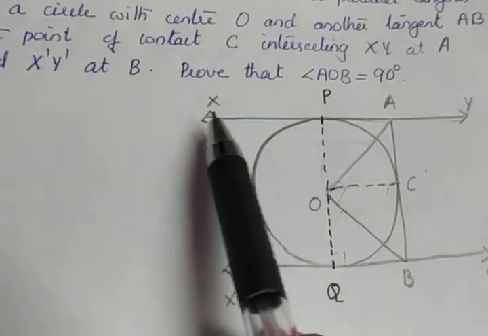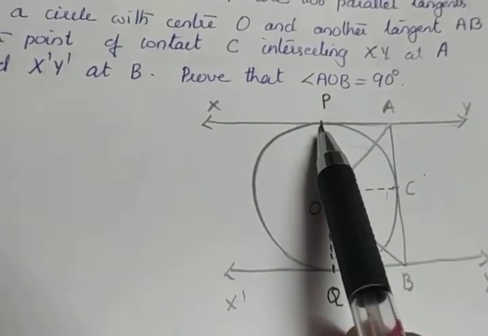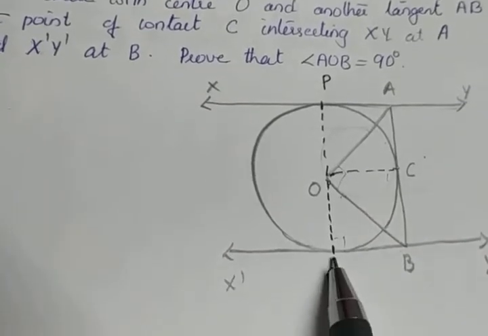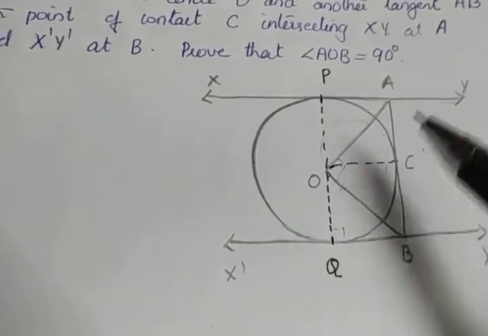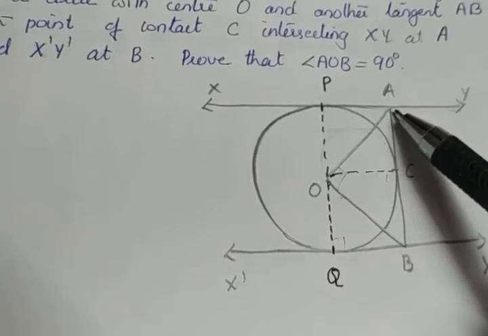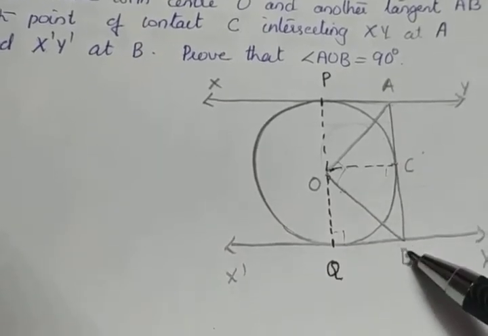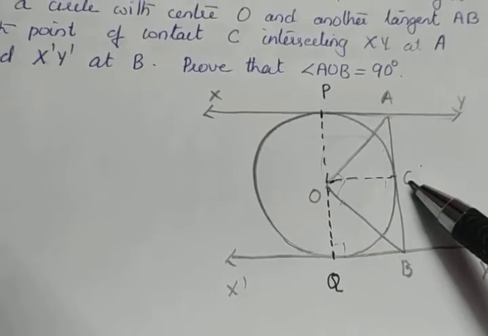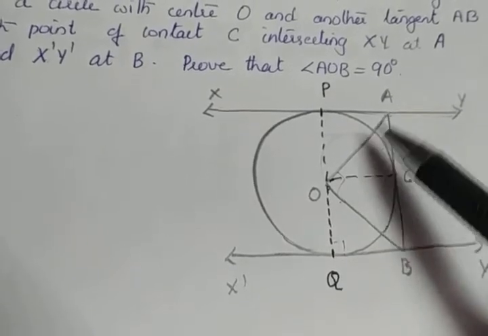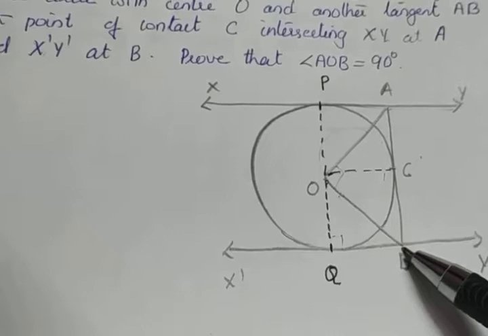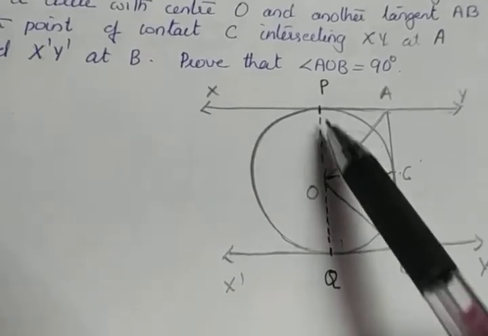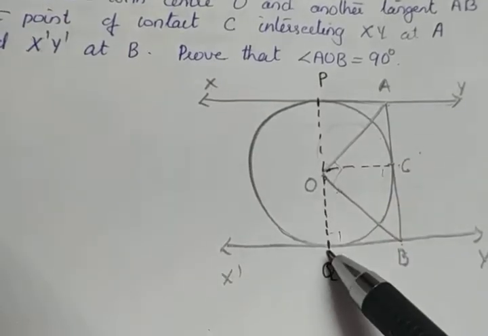So what all are given? XY is a tangent. We took the point of contact as P. X'Y' is another tangent and we took the point of contact as Q. AB is another tangent which touches XY at A and X'Y' at B, and its point of contact is given as C. And what we have to prove is angle AOB is 90 degrees. What we did is we joined OC, which is a radius, OP another radius, and OQ another radius.